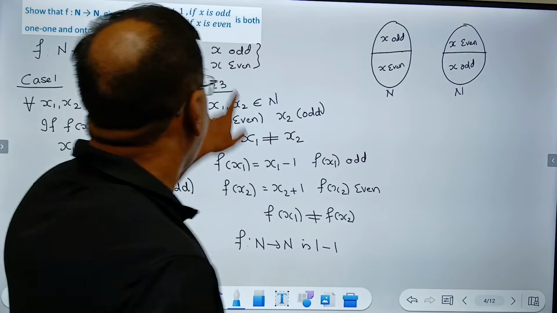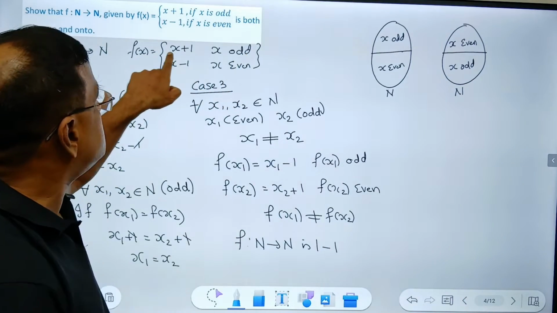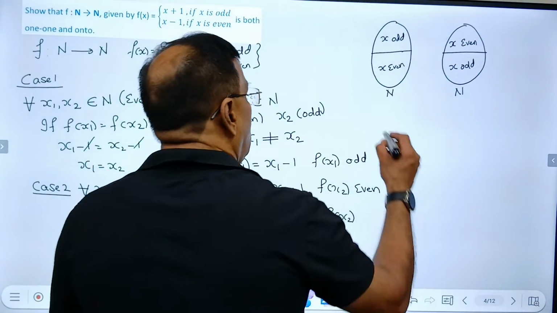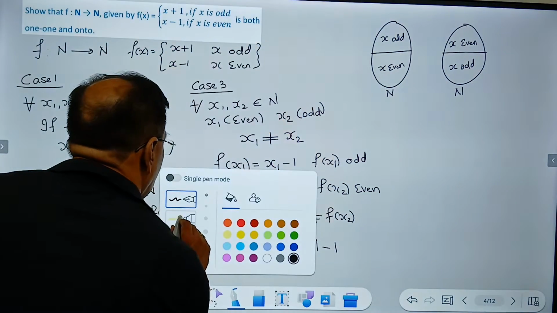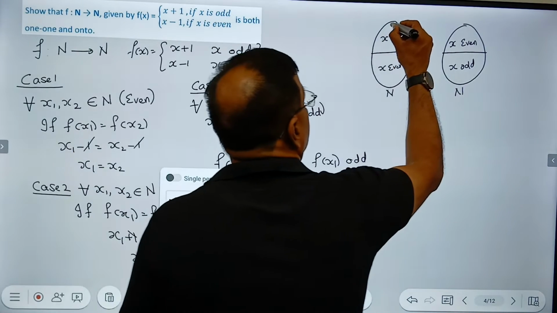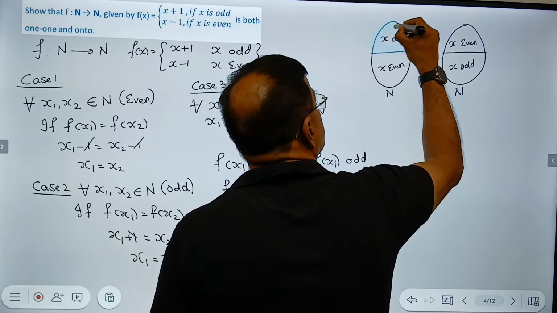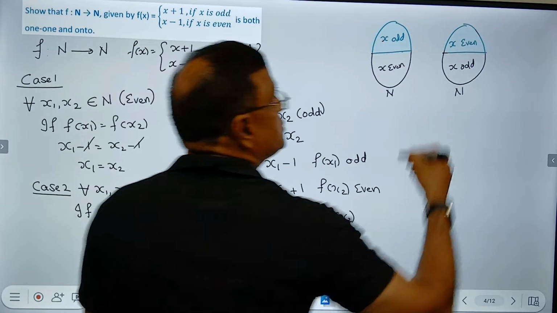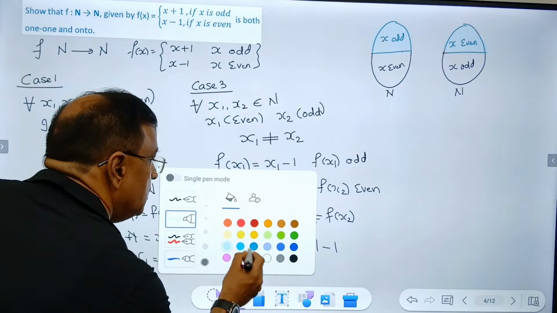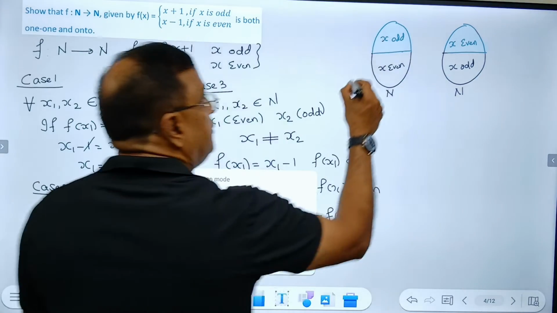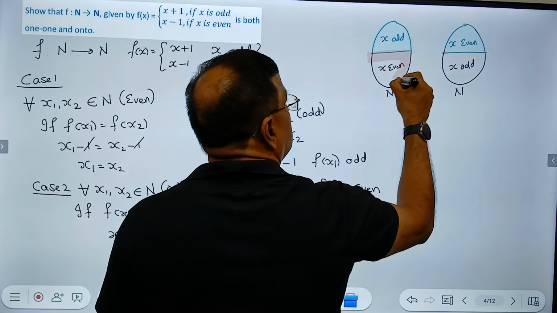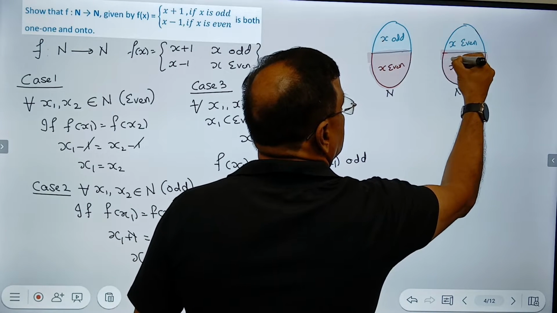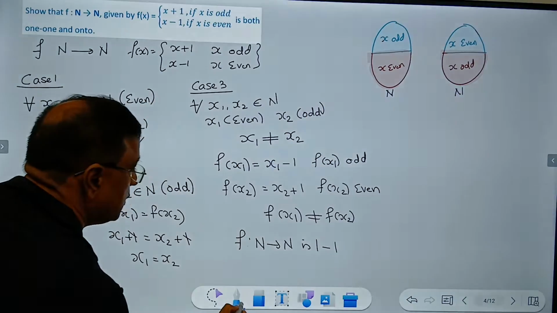Now, if x is odd, my f of x is x plus 1. So if x is odd, x plus 1 is even. So all the odd numbers, you see this? All the odd numbers go to even numbers. Now, what happens? All the even numbers go to odd numbers. Clear?